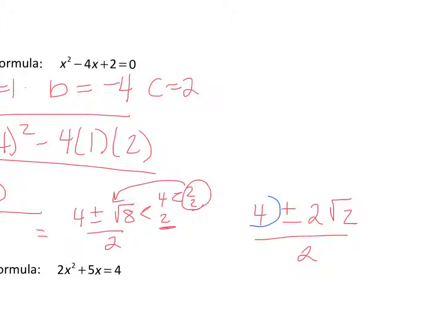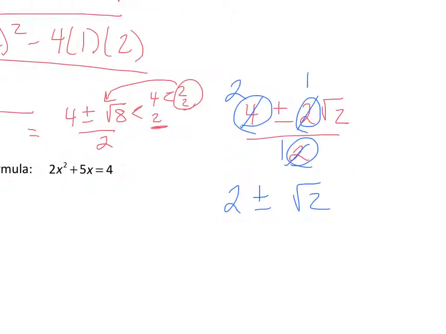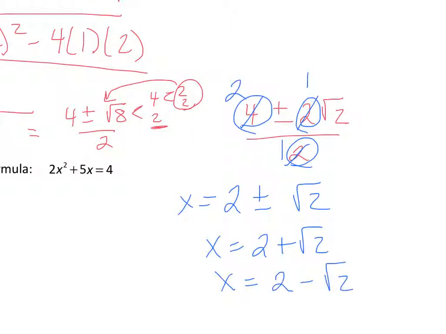Now since these terms out of the radicals are even, they're all divisible by 2. So this becomes a 2, that becomes a 1, and this becomes a 1. So what you have left here is 2 plus or minus root 2. You could say over 1, or you can just leave it like this. So what I want you to realize is that you really have two answers. Remember, this equals x. So x could equal 2 plus root 2, or x could equal 2 minus root 2. So either one of those would be your answer.